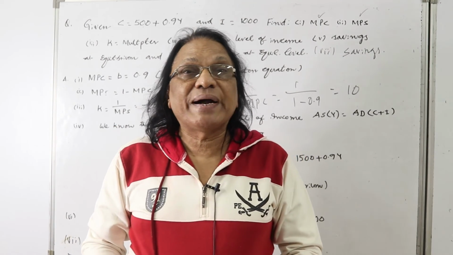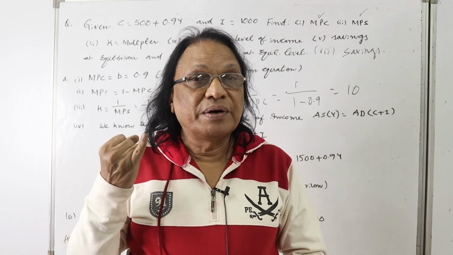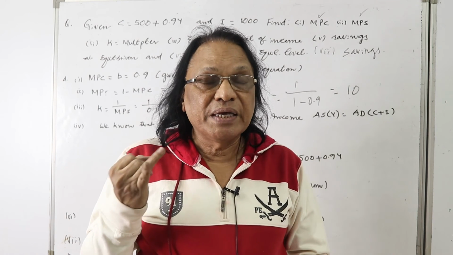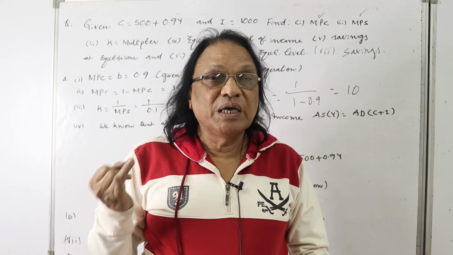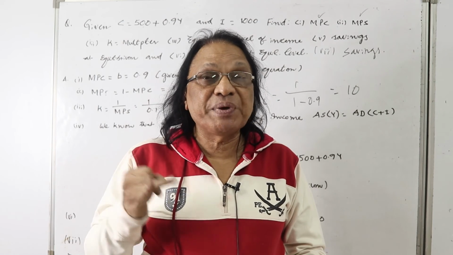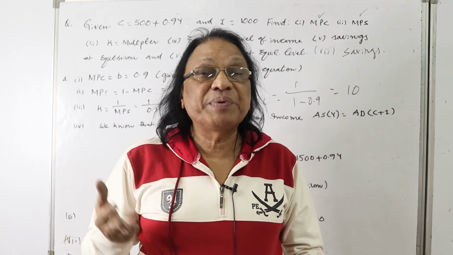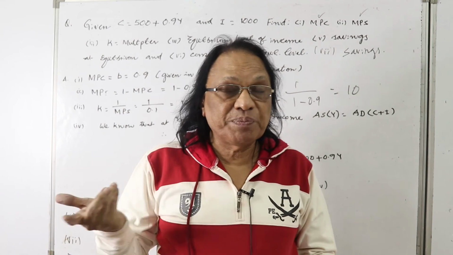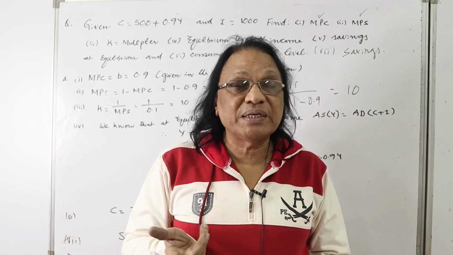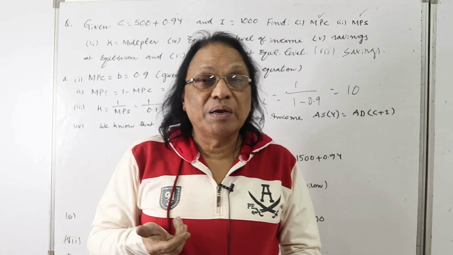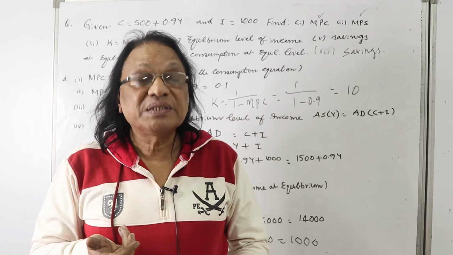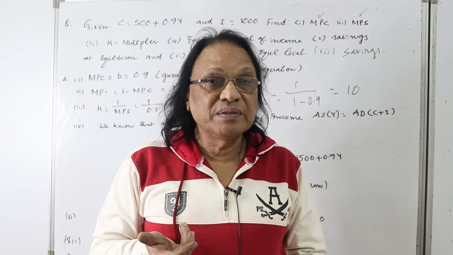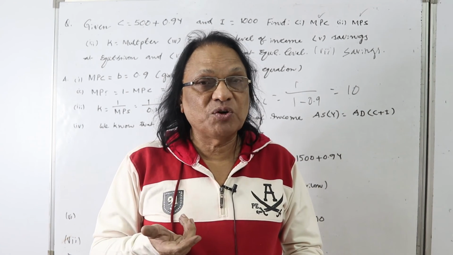In this you have the first formula, you have APC, C upon Y, APS, S upon Y, APC plus APS is equal to 1, APC is equal to 1 minus APS, APS is equal to 1 minus APC, MPC is equal to delta C upon delta Y, MPS is equal to delta S upon delta Y, MPC plus MPS is equal to 1, MPC is equal to 1 minus MPS, MPS is equal to 1 minus MPC. C is equal to C bar plus BY, S is equal to minus C bar plus 1 minus B into Y. So using these, we can find out anything.